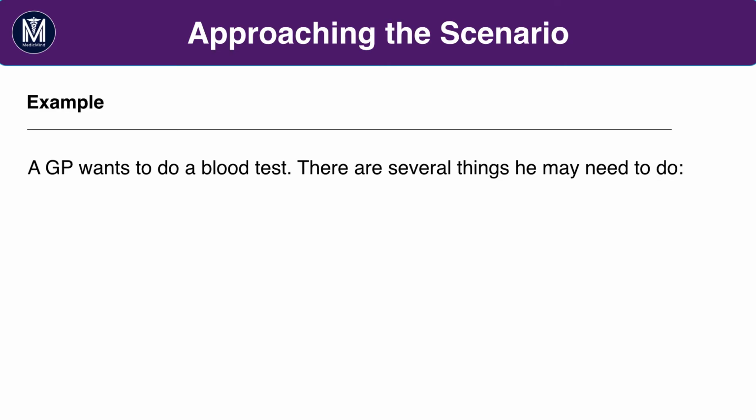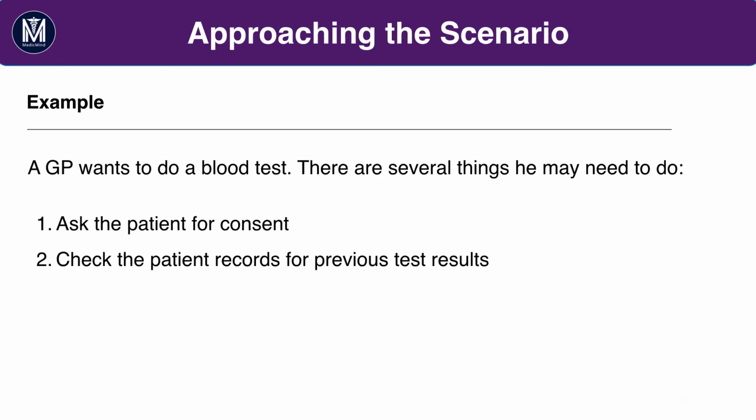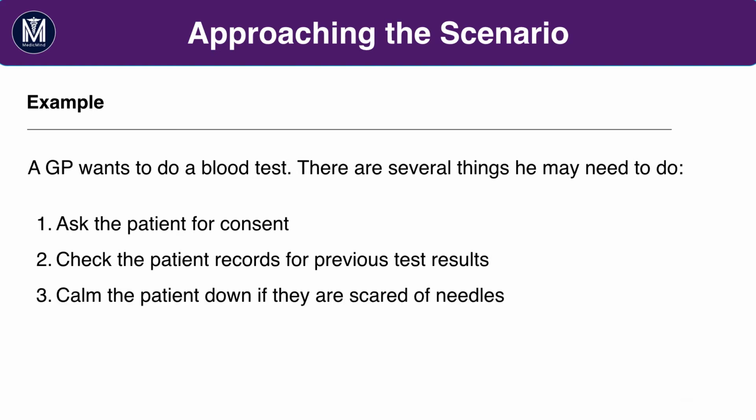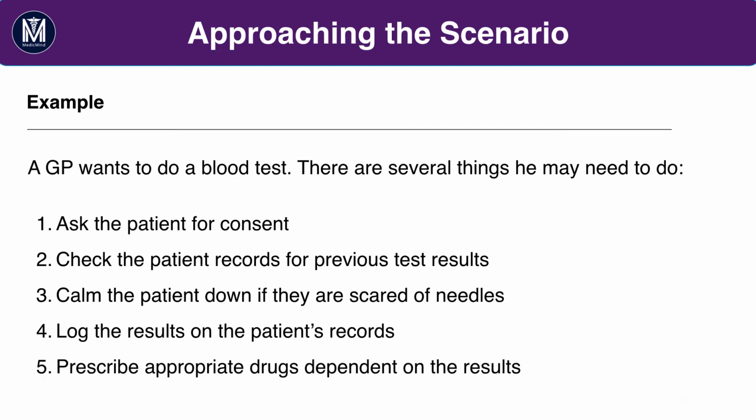A GP wants to do a blood test. Now, there are several things he may need to do. He may need to ask the patient for consent. He may need to check the patient records for previous test results. He may need to calm the patient down if they're scared of needles. He may need to log the results on the patient's records. Or he may need to prescribe appropriate drugs dependent on the results.